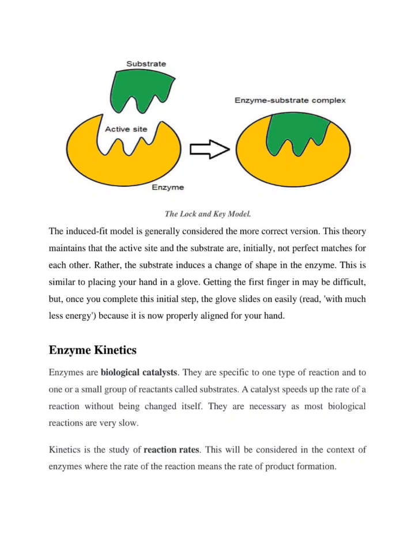Enzyme kinetics. Enzymes are biological catalysts. They are specific to one type of reaction and to one or a small group of reactants called substrates. A catalyst speeds up the rate of a reaction without being changed itself. They are necessary as most biological reactions are very slow. Kinetics is the study of reaction rates. This will be considered in the context of enzymes where the rate of the reaction means the rate of product formation.